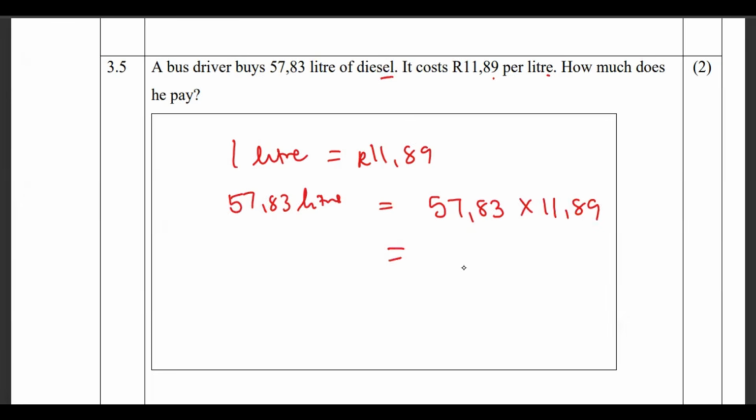So let's see, 11.89, and then that gives us 687, we can say 690 if we are to round it off. All right, so that is that.